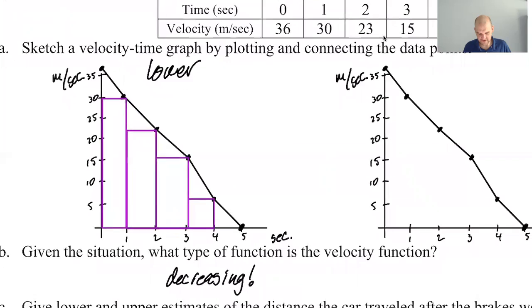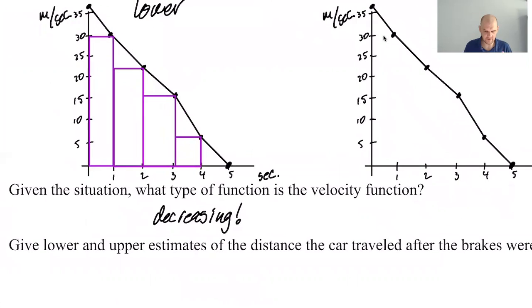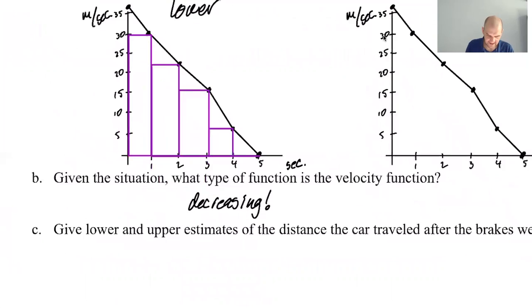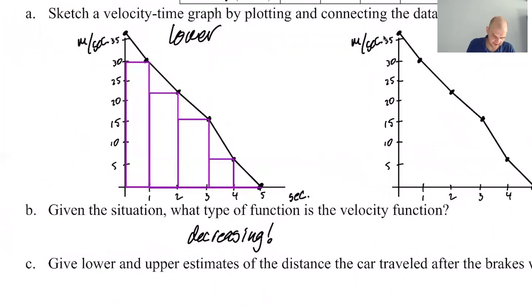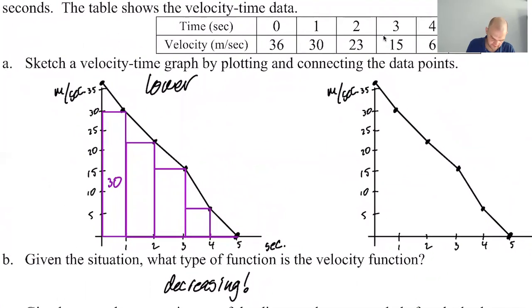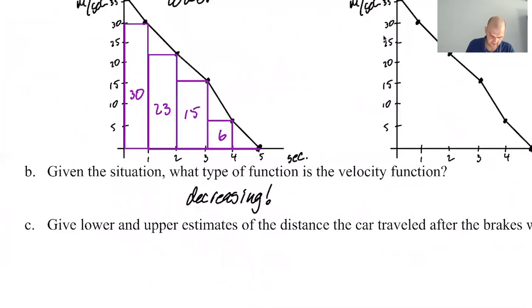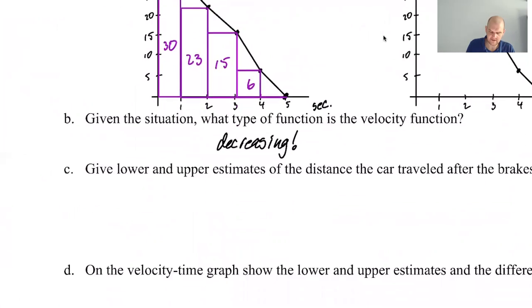Now what happens with our last rectangle? Our last rectangle doesn't even exist. It's just there, right? So now my lower estimate, what is this? They're all by ones, right? So this is 30, 20, I don't know these numbers. 30, 23. That's really 23, I thought. 15, 6, and 0.